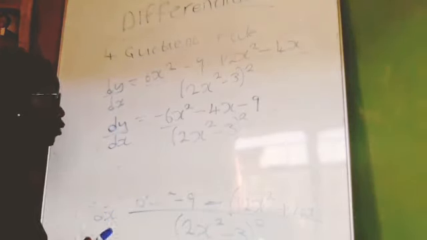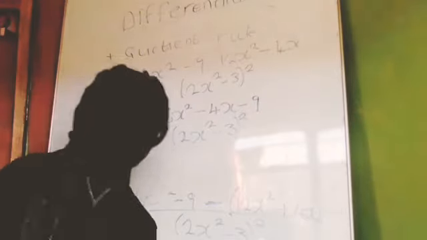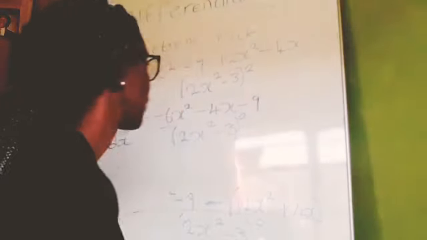So this is our answer. If you want, you can factorize this. If you want, you can end here. There's no problem. This is your final answer. So this is our final answer. So that's the quotient rule. I hope we are clear on the quotient rule.